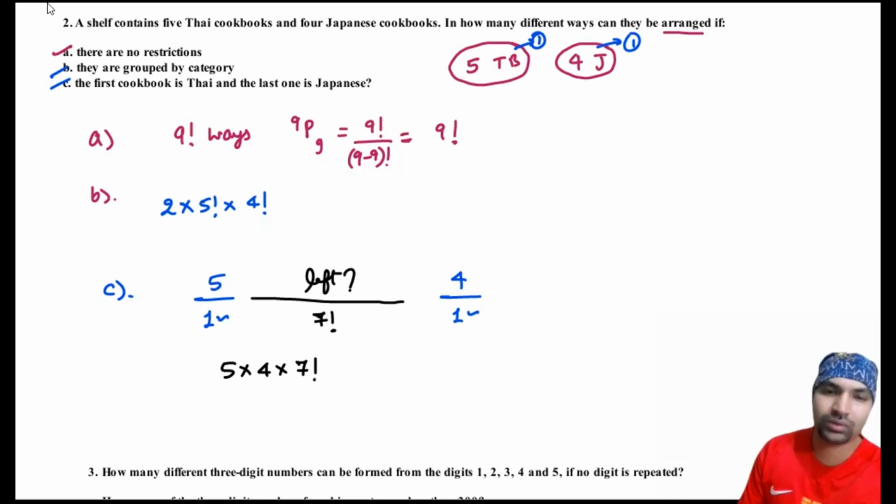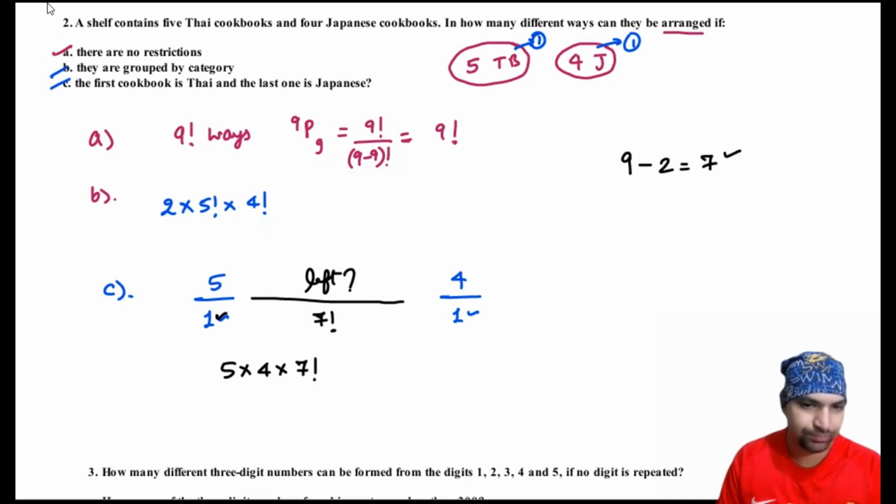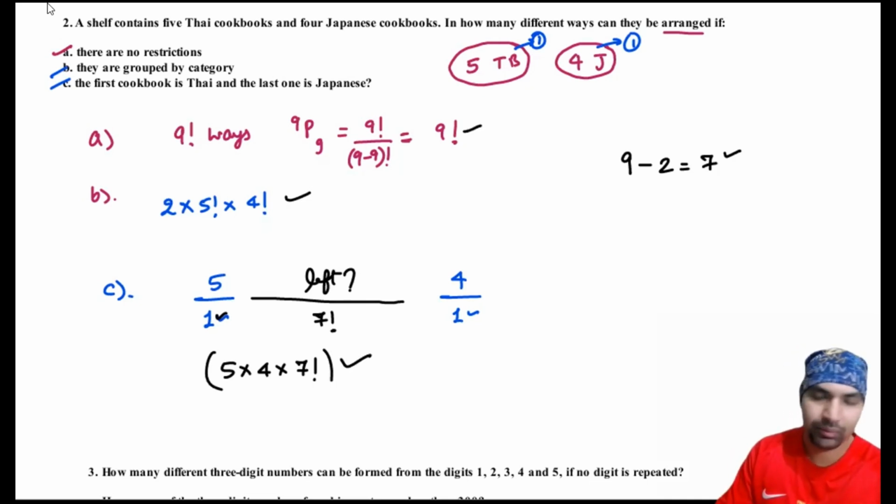Okay, because 2 books are already taken in the beginning and in the last. So 9 minus 2 is basically 7. And since these 7 are distinct, they can be arranged in 7 factorial ways. Okay, so that's your answer for this. Perfect. I hope the question is clear.